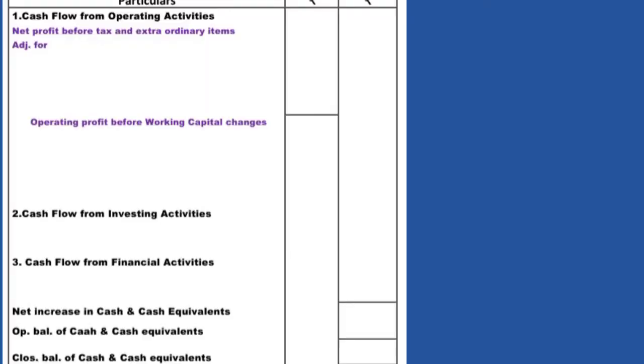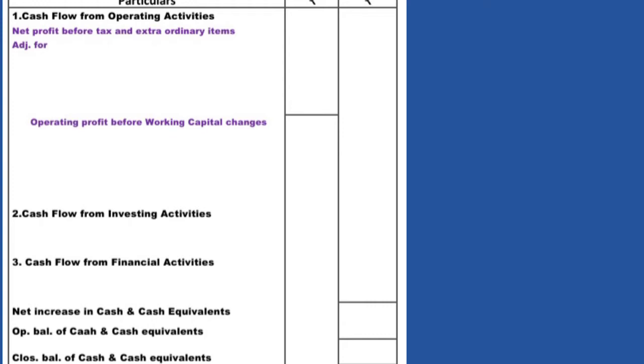This is the format of cash flow statement. Particulars, rupees. Three categories I will write here: cash flow from operating activity, second, cash flow from investing activity, and third, cash flow from financing activity. Operating activity will start with net profit before tax and extraordinary items. This we need to write as it is.